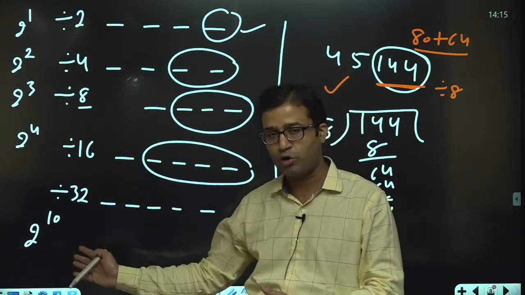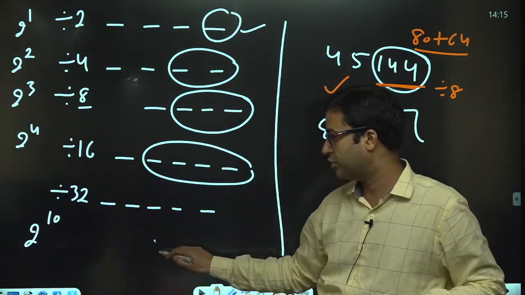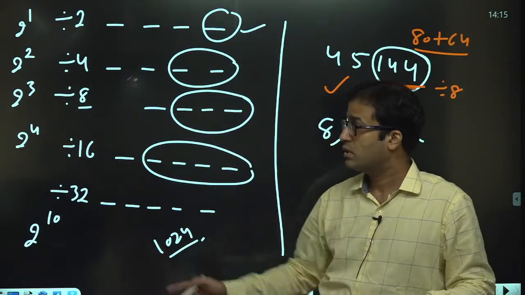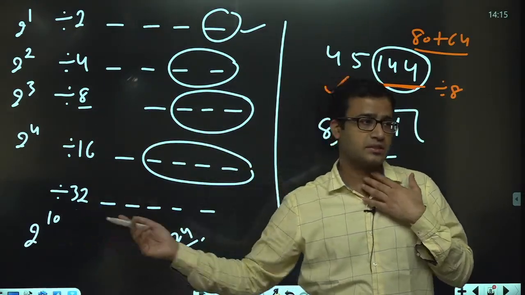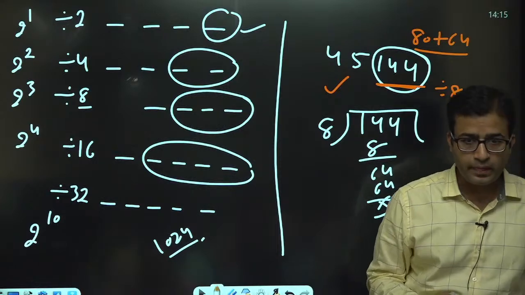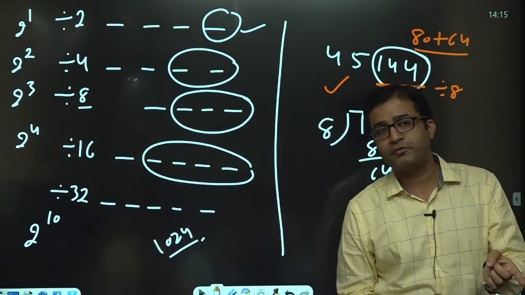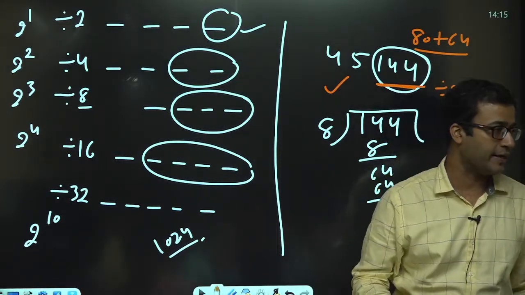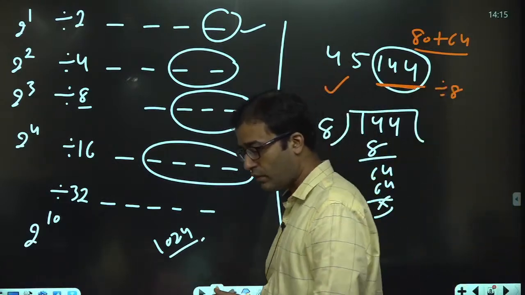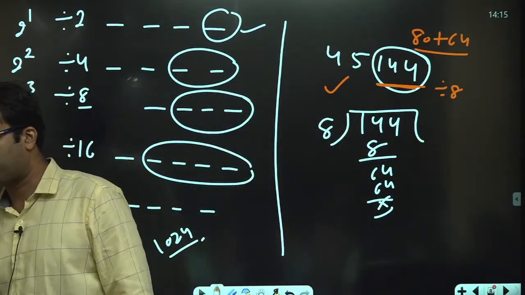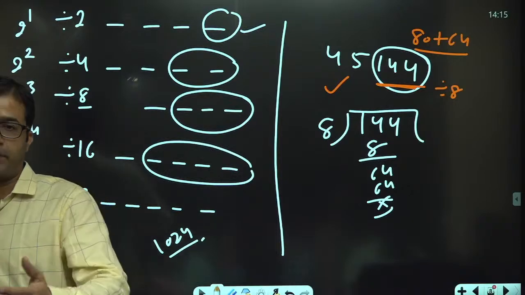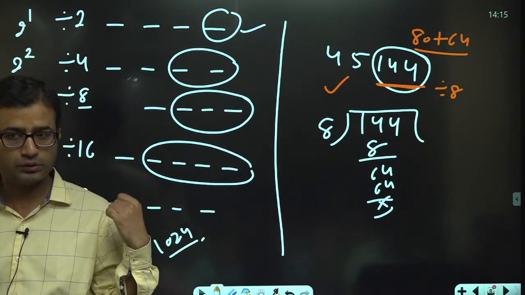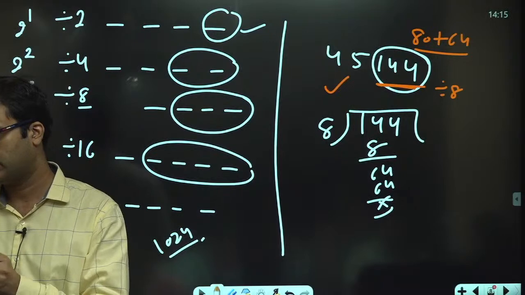If they ask the concept, no one is going to ask to check divisibility of 1024. But if this concept is asked, this is the concept. Second family is divisibility of 3 and divisibility of 9. Online student, is this concept clear? And even offline student also? 2, 4, 8, 16.